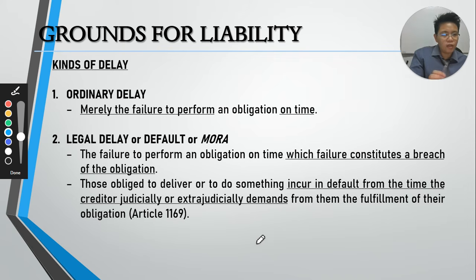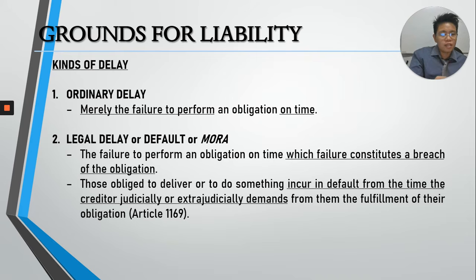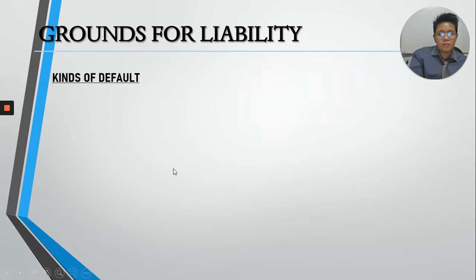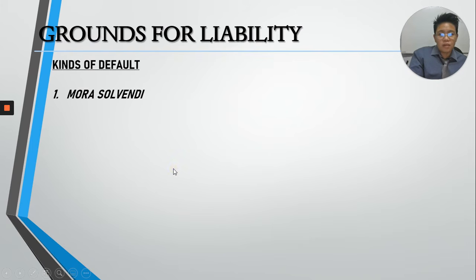So anyway, mamaya magbibigay ako ng example. Idudugtong natin yan sa fortuitous event so that you will get kung ano yung liability sa mga ito sa apat na grounds for liability. So anyway, there are three kinds of default: mora solvendi, mora accipiendi, and compensatio morae.